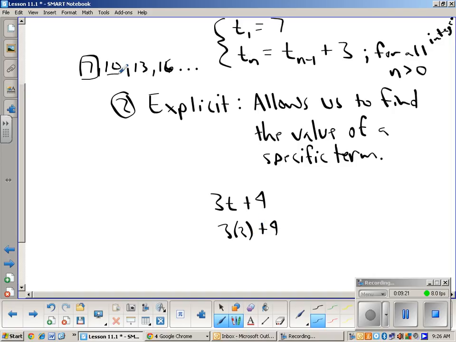Did it work? What if t is 3, the third term? So 3 times 3 plus 4. 9 plus 4 is 13. So there we go. We found our formula, didn't we? So our explicit formula would say t sub n is equal to 3t plus 4.